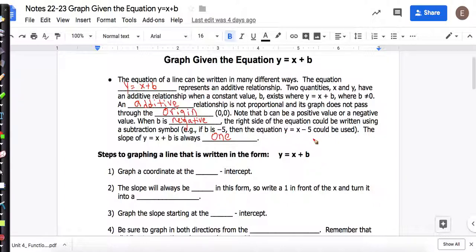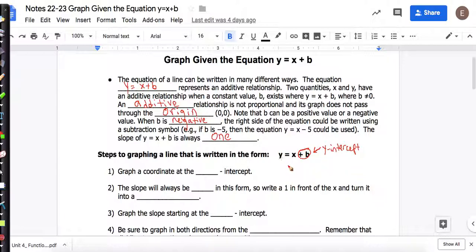Now, remember, we've been talking about what this b is, and I didn't remind you that the b, let's circle it here, is actually called the y-intercept. So this is where it crosses the y-axis. So when it's in this form, y equals x plus b, then that ending is the y-intercept.